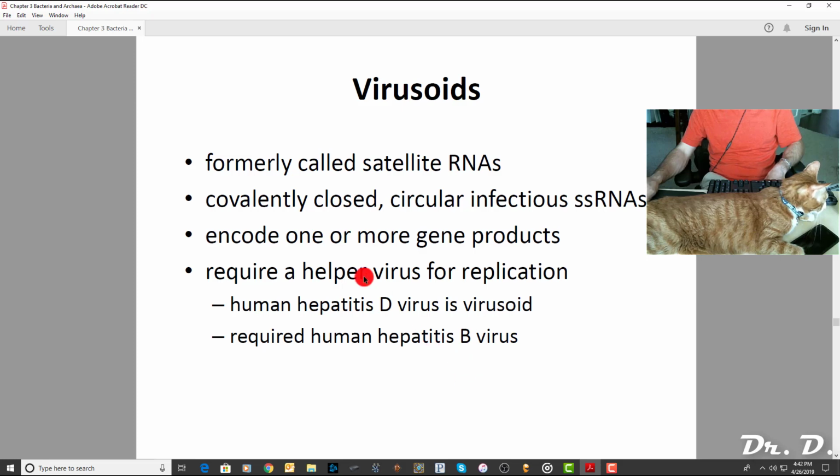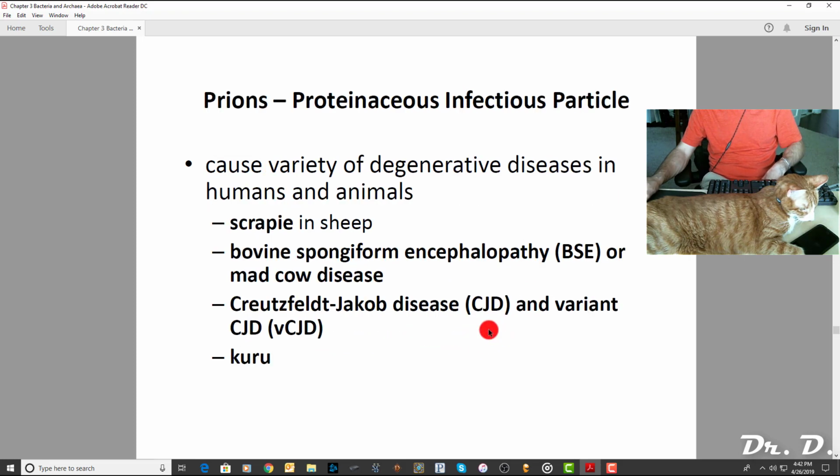Virusoids, on the other hand, do code for gene products, so they have genes, and those genes code for proteins. An example is hepatitis D. Hepatitis D is not really a virus. It is a virusoid. It piggybacks in the capsid of things like hepatitis B virus in order to spread.